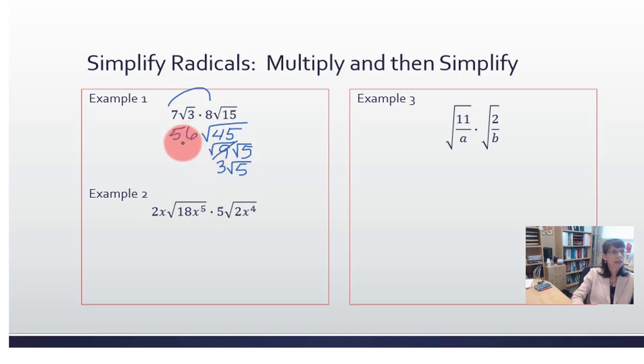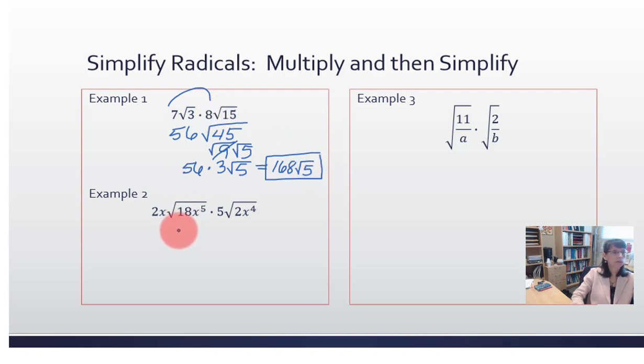And don't forget that it's also being multiplied by 56. So our final answer comes from finding the product of 56 and 3 and multiplying by square root of 5. 56 times 3 makes 168 square roots of 5. So notice we are leaving answers with radical notation, but we have simplified the radical term as much as possible.